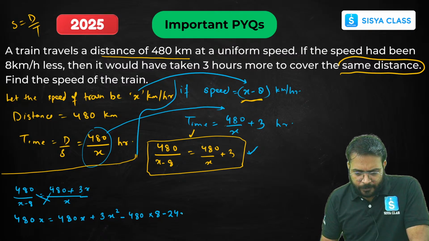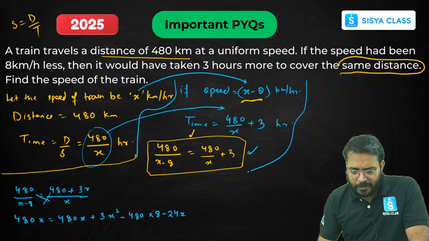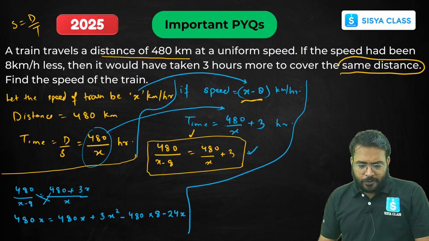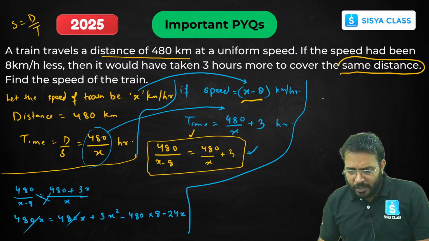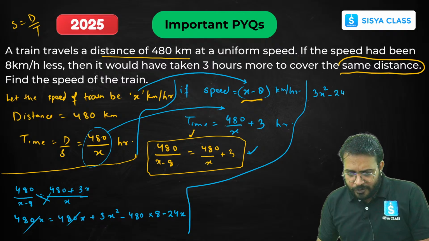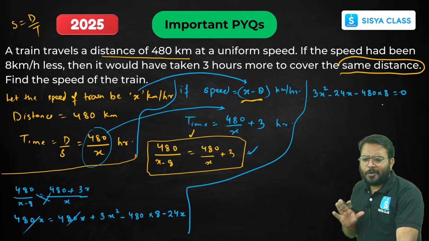Okay, fine. After this, can we simplify? Yes sir, definitely we can simplify here. So here 480x and 480x, they will get cancelled. What will I be left with? I will be left with 3x square minus 24x minus 480 into 8 is equal to 0. You can multiply or you can just leave it as it is.